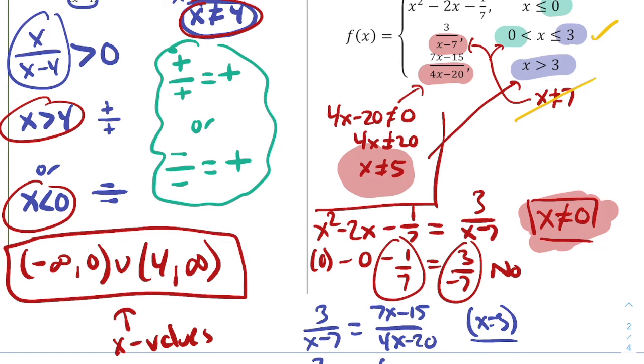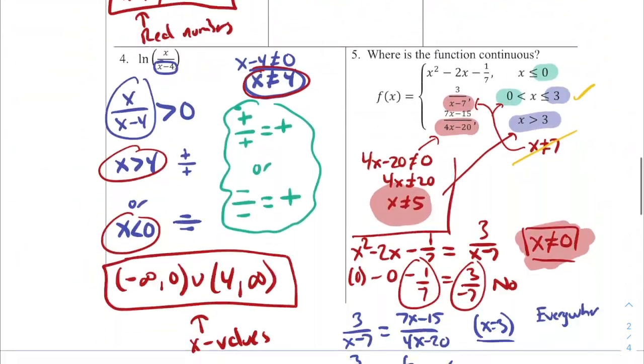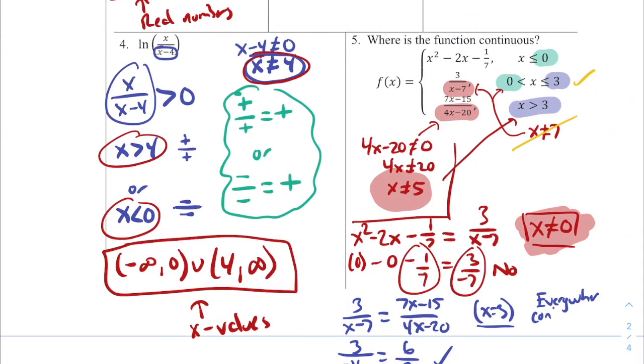So the only 2 points that this cannot be, we're going to just sort of say it is everywhere continuous, except x equals 0 or x equals 5. And we could write that with interval notation as well, but that's going to be our answer for number 5.